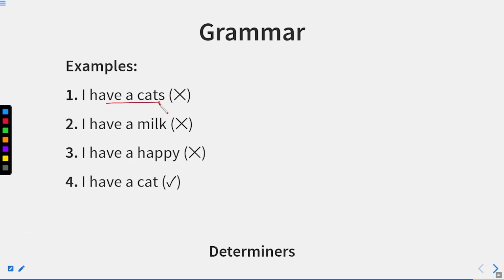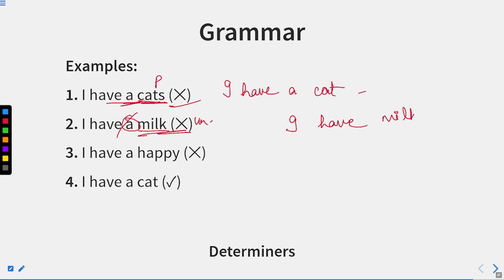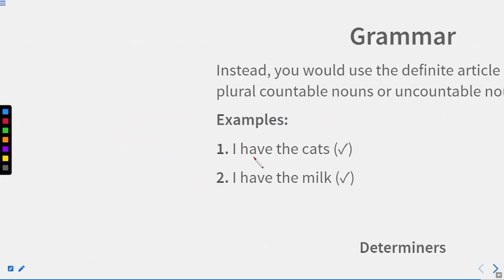I have cats. Now, cats are plural. We cannot use this sentence. I have a cat. This will be the correct sentence. I have a milk. This will be incorrect because milk is uncountable, and if it is uncountable, we cannot use a before it. I have milk. And I have a happy. No, I do not have an happy. Happy is an adjective. We cannot use a before it. I have a cat. This sentence is correct.